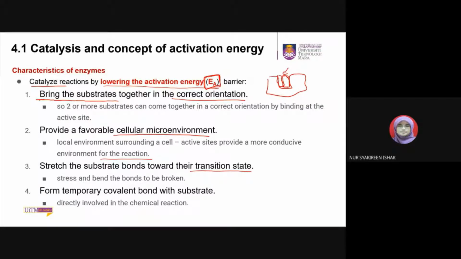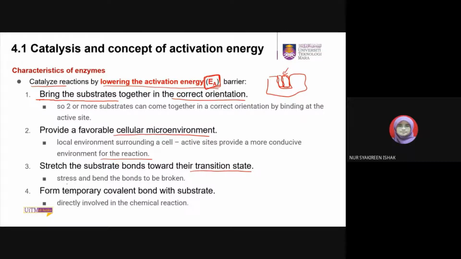So transition state is achieved when the substrate binds to the active site, and at this state the bonds within the substrate will start to break. We start to break and start to form new bonds. That is transition state. So the transition state is achieved and allows the bonds to be broken.